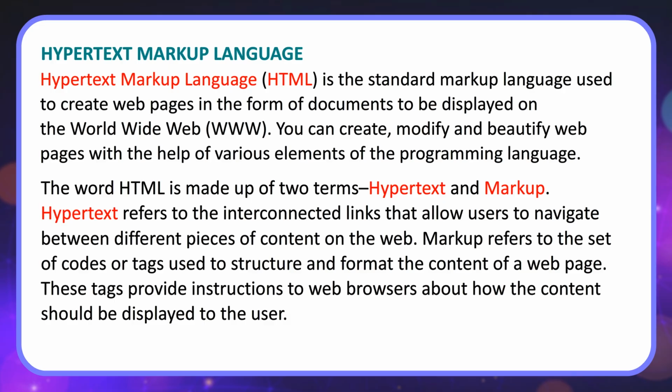The word HTML is made up of two terms, hypertext and markup. Hypertext refers to the interconnected links that allow users to navigate between different pieces of content on the web. Markup refers to the set of codes or tags used to structure and format the content of a web page. These tags provide instructions to web browsers about how the content should be displayed to the user.